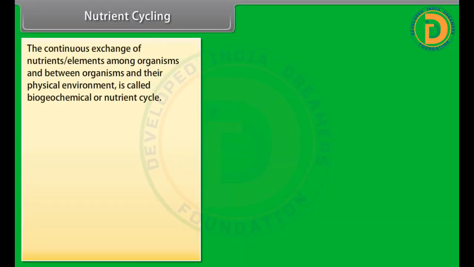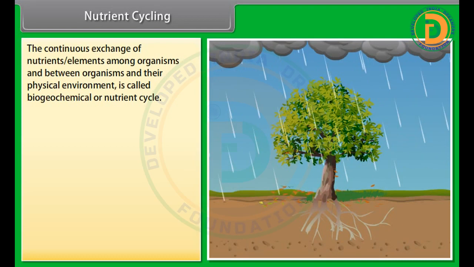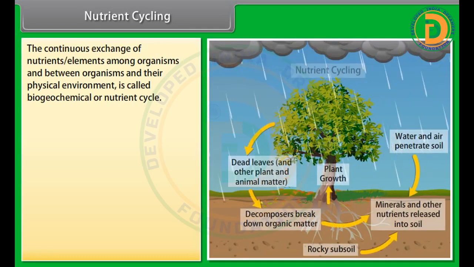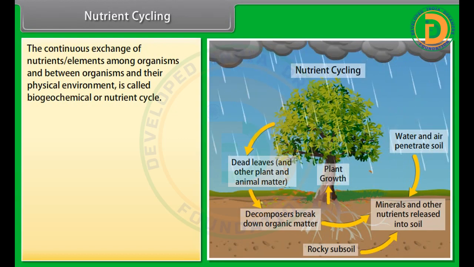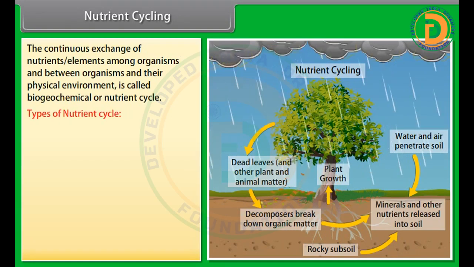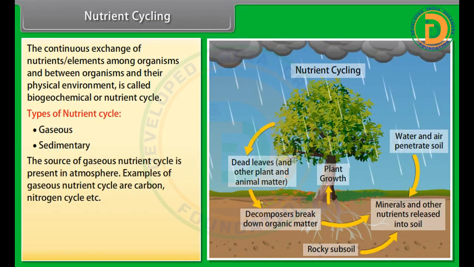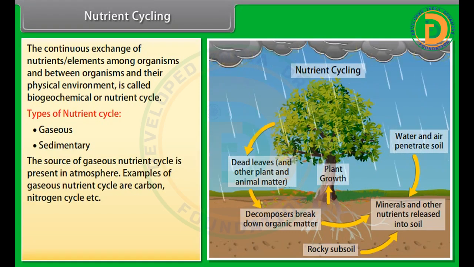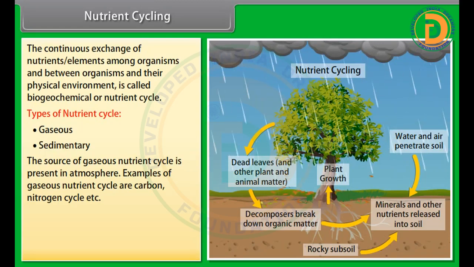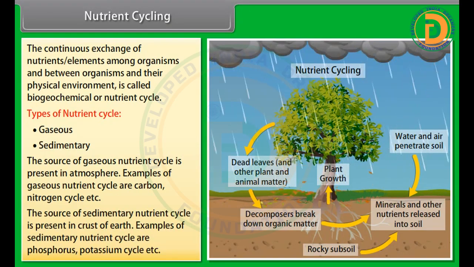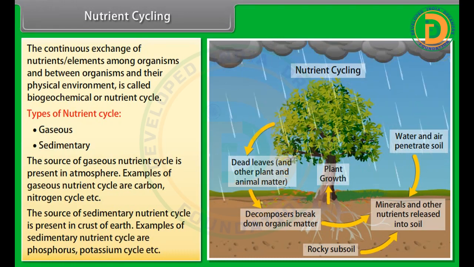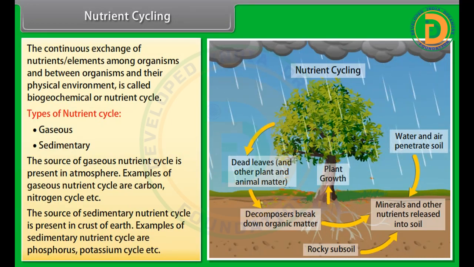Nutrient cycle. The continuous exchange of nutrients, elements among organisms and between organisms and their physical environment is called biogeochemical or nutrient cycle. Types of nutrient cycle: gaseous, sedimentary. The source of gaseous nutrient cycle is present in atmosphere. Examples of gaseous nutrient cycle are carbon, nitrogen cycle, etc. The source of sedimentary nutrient cycle is present in crust of earth. Examples of sedimentary nutrient cycle are phosphorus, potassium cycle, etc.